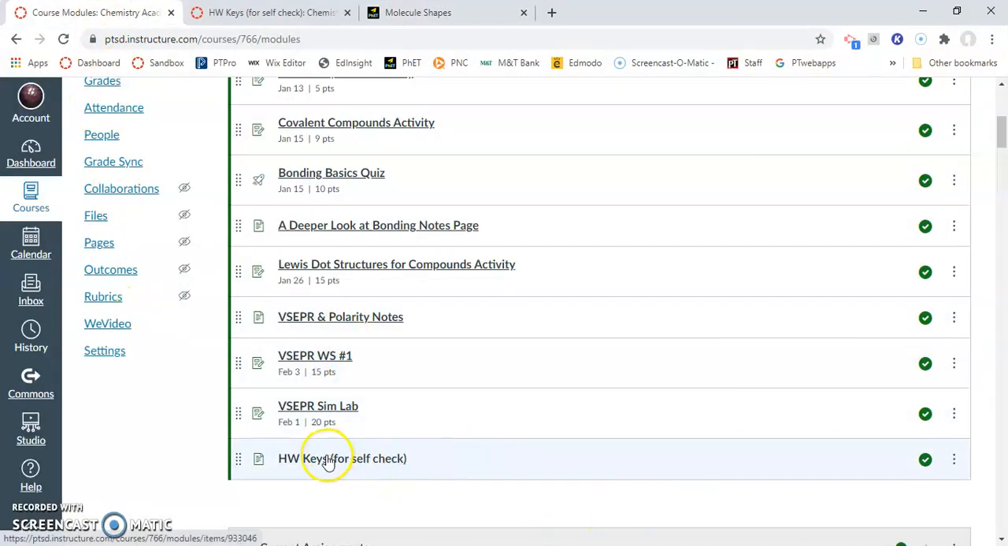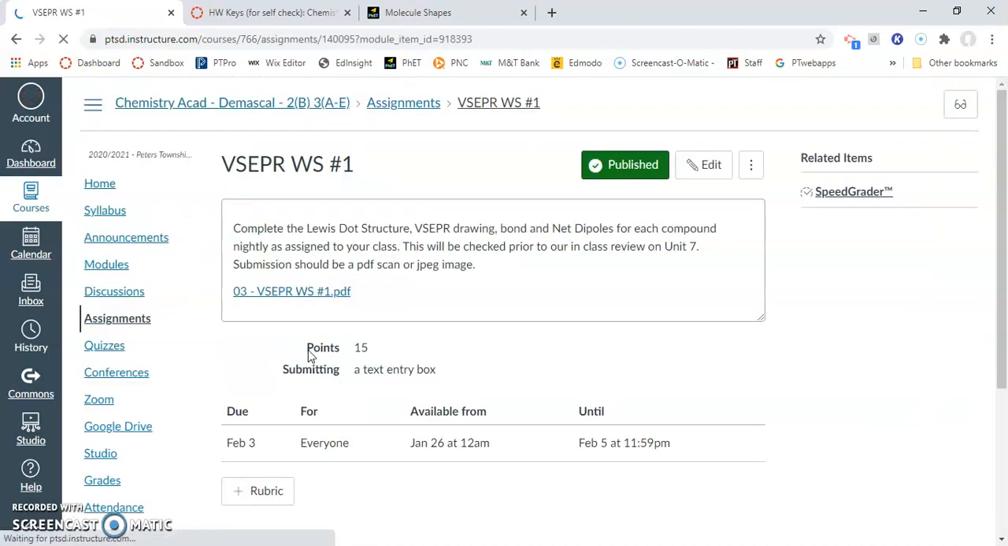Don't forget to check your homework. Don't forget to turn in the VSEPR worksheet number 1. Scan or take a picture and attach that. Submit that by the end of the day on Friday, and your lab by the end of the day on Monday. Hopefully some of you guys will be back on Monday. If not, continue to do little video updates. As always, email me your questions so I can address them in the next video.